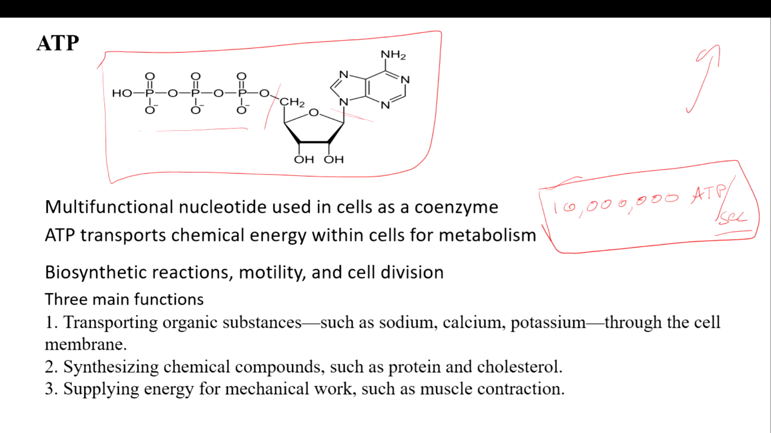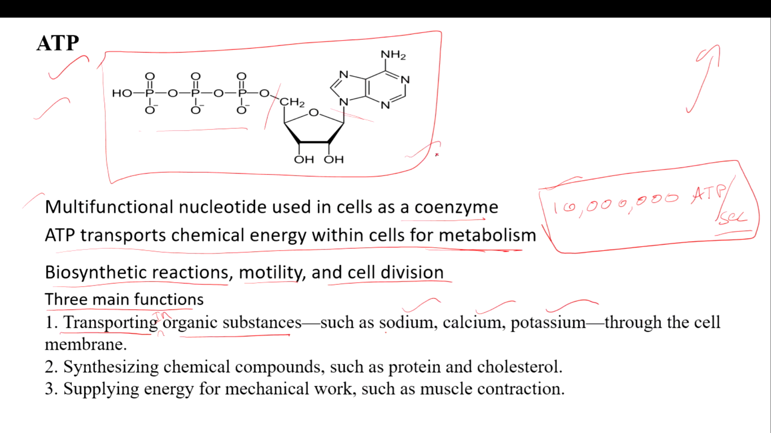Coming to the biological significance of ATP, we can note it down from an exam point of view too. It is a multifunctional nucleotide used in the cell as a coenzyme. ATP transports chemical energy within the cell for metabolism and biosynthetic reactions, and motility and cell division are also based upon ATP itself. The main functions of ATP: transporting inorganic substances, not organic, like sodium, calcium, potassium through the cell membrane.